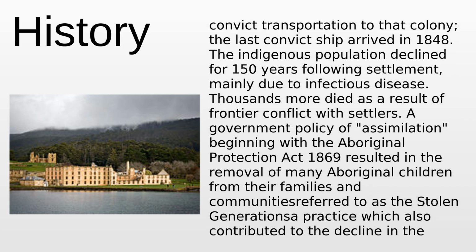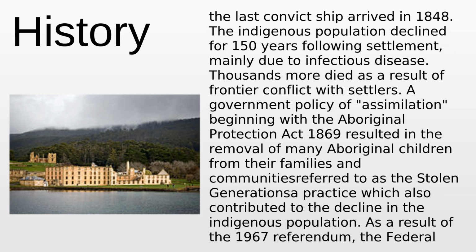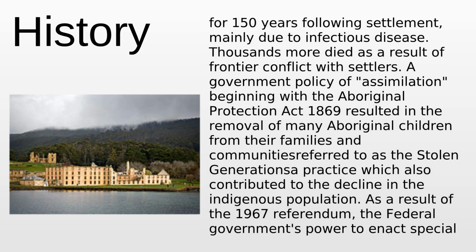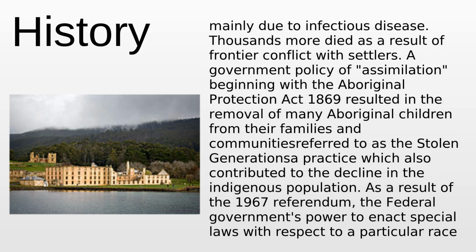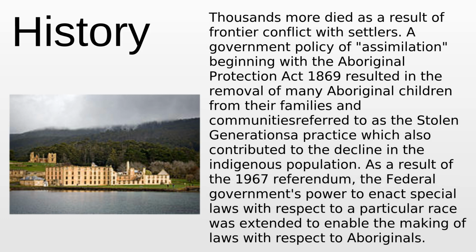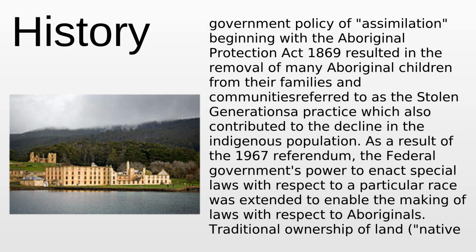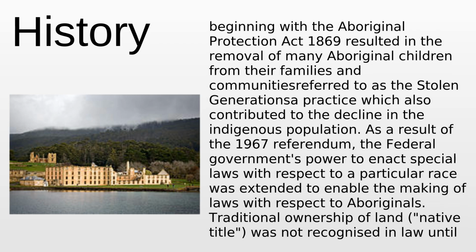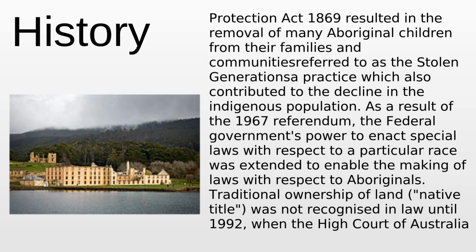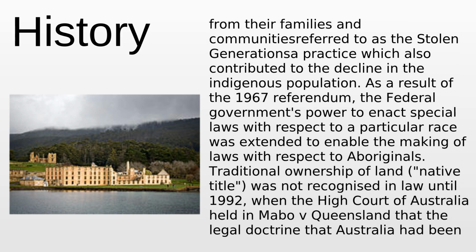The Indigenous population declined for 150 years following settlement, mainly due to infectious disease. Thousands more died as a result of frontier conflict with settlers. A government policy of assimilation, beginning with the Aboriginal Protection Act 1869, resulted in the removal of many Aboriginal children from their families and communities, referred to as the Stolen Generations, a practice which also contributed to the decline in the Indigenous population.